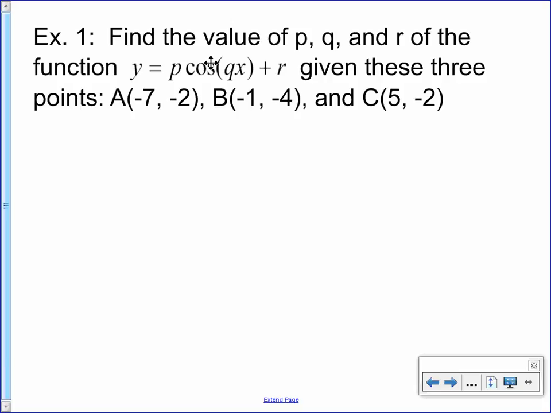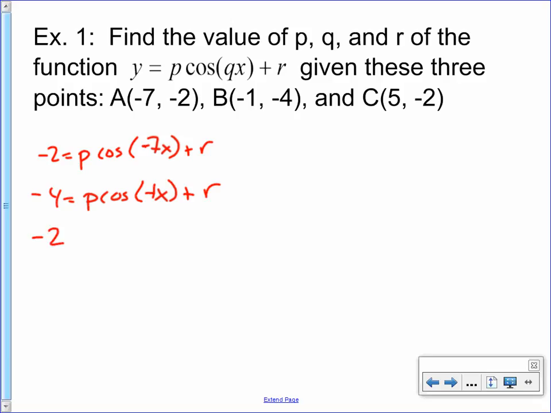So for point A, it would be -2 is equal to P cosine -7x plus R. And then you would get -4 is equal to P cosine -1x plus R. There's the 1. And then for the last one, you're going to get -2 equals P cosine 5x plus R.